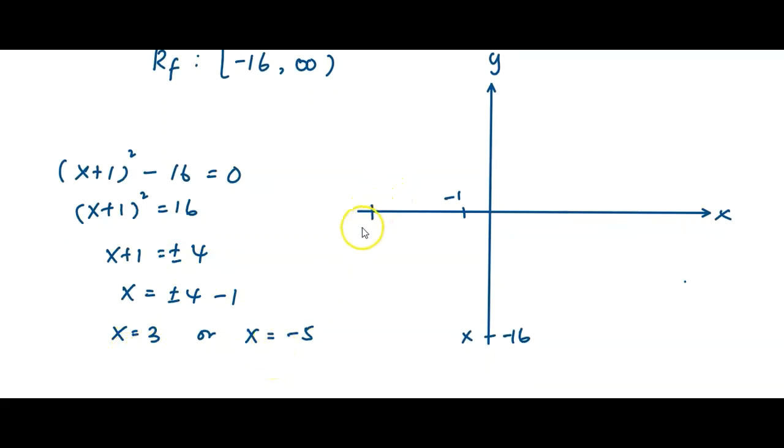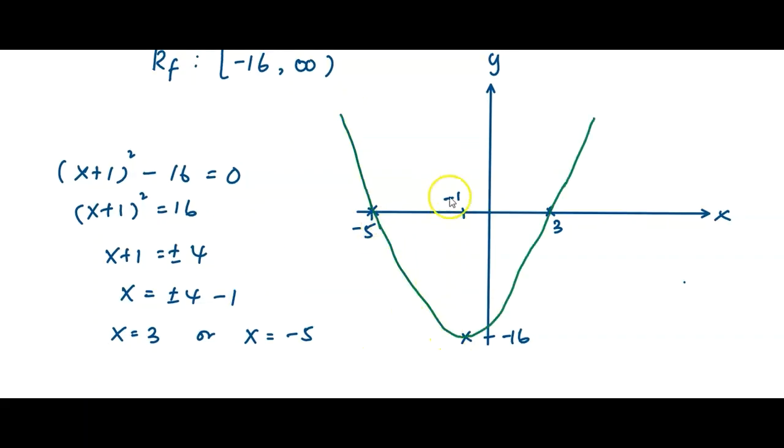So negative 5 will be roughly here. It will pass through this point and then it will pass through the 3. So you can sketch your quadratic graph. It passes through negative 5 and you go down. Yeah, this is the best that I can draw, and I'll label this as y equals f(x).